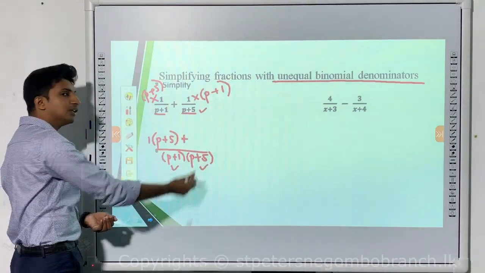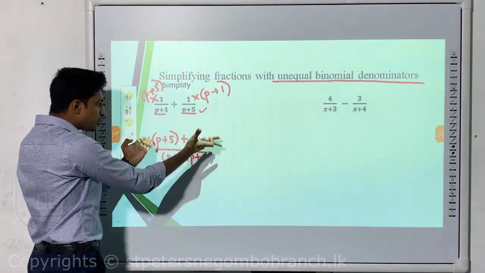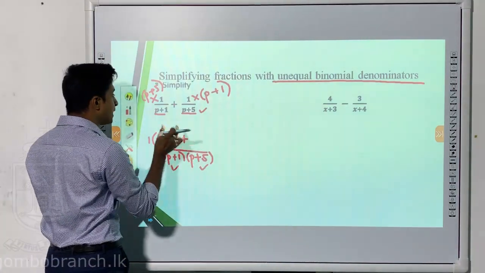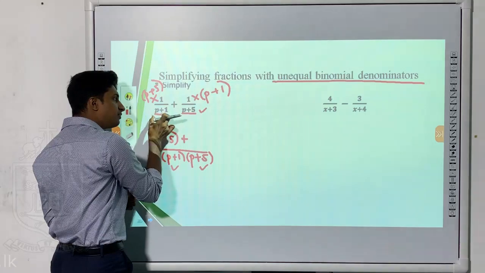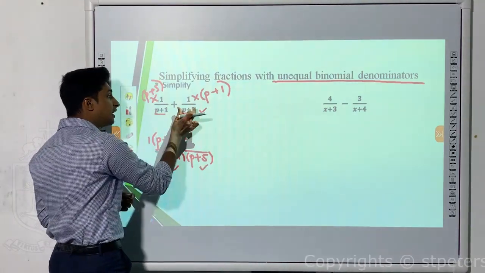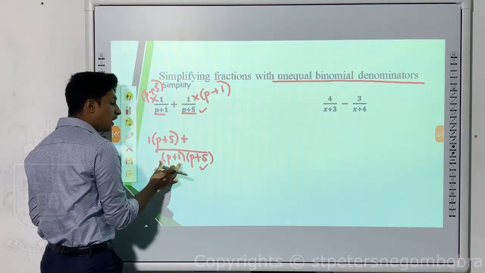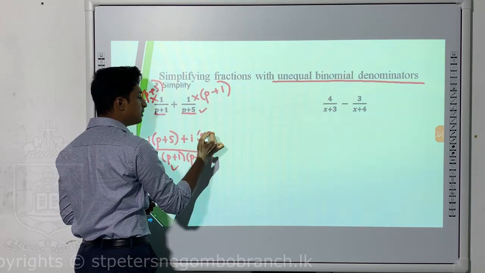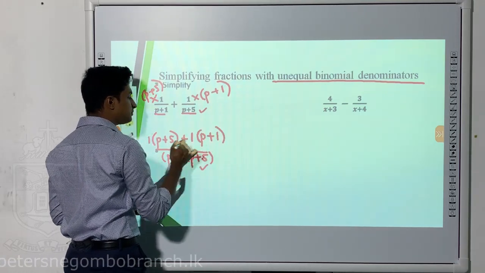That means I am multiplying the denominators, but I don't want to show it because I have already taken the common denominator. No need of showing it again. Right? So here I have p plus 1. I don't have p plus 5, so I will give it. Here I have p plus 5. I don't have p plus 1, so I am giving it. So that also will be multiplied by p plus 1.